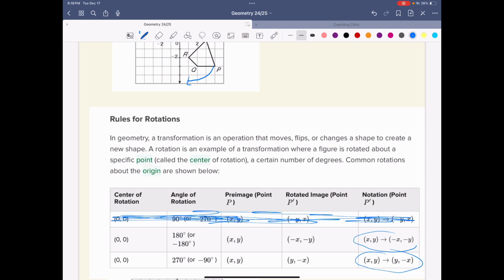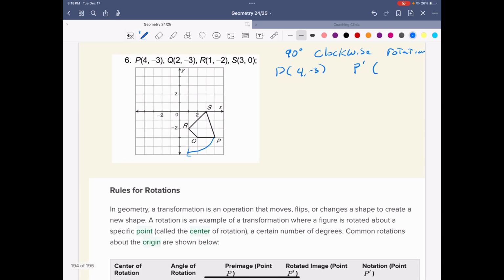So we're looking at this one right here. So our y value stays the same. So our y value is -3. So that's going to stay -3. But my p value or my x value is going to go to the opposite. So it was 4. So it's going to be -4. So this new point is going to be at (-3, -4). So that P point is rotated way over there.